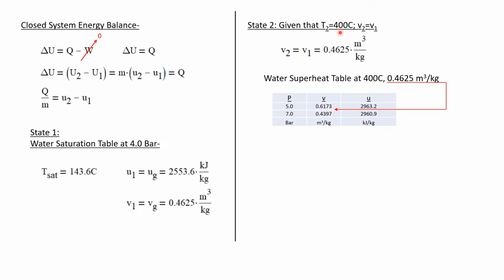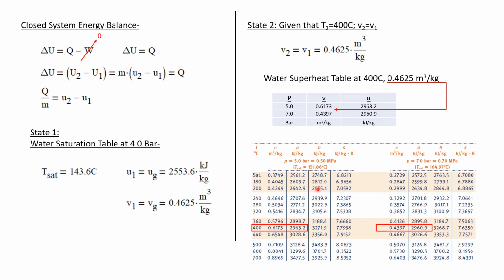The temperature is 400 degrees C, and we know that v2 is equal to v1. So we want to go to the superheat table at 400 degrees C, and we're looking for a specific volume of 0.4625 cubic meters per kilogram. Well, we can't find a line with that exactly. What we do find is that here on this subtable at 5 bar, and here's this subtable at 7 bar, we find that the specific volume we're looking for, 0.4625, is between these two tables.